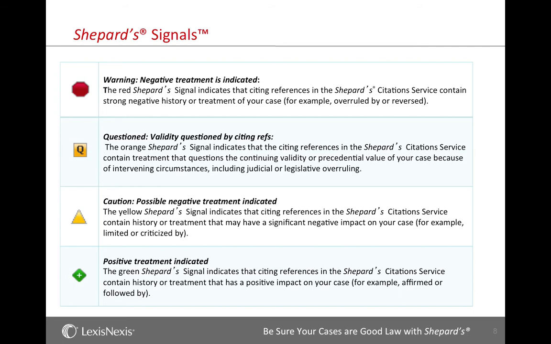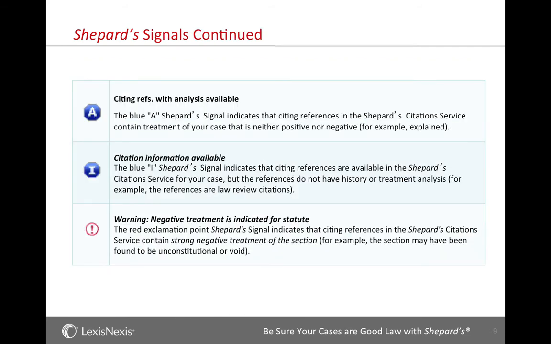And in the world of stare decisis, that's a really big deal. The next Shepard signals are blue, and blue just kind of means neutral. So when you have this blue symbol with an A, that's just a citing reference with some analysis. Not negative, not positive, just an analysis. Explained by is a really good example. The next one is the blue with an I, and that really is just kind of a citation referring to it.